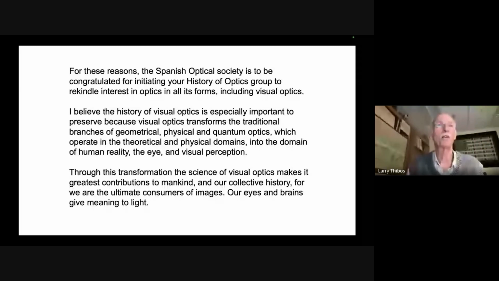And I believe that the history of visual optics is especially important to preserve because visual optics transforms the traditional branches of geometrical and physical and quantum optics, which operate in the theoretical and physical domains, into the domain of the human reality and the eye and visual perception. And it's through this transformation that the science of visual optics makes its greatest contribution to mankind and our collective history, because we are the ultimate consumers of images. Our eyes and our brains give meaning to light.